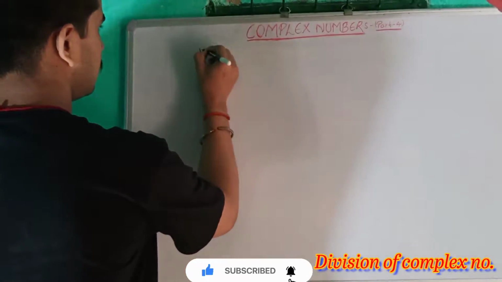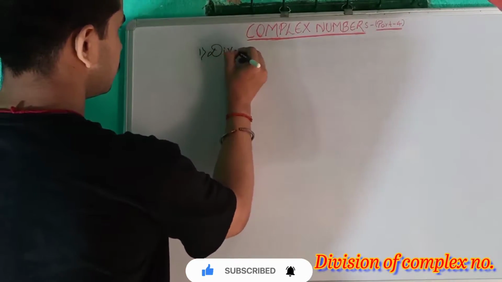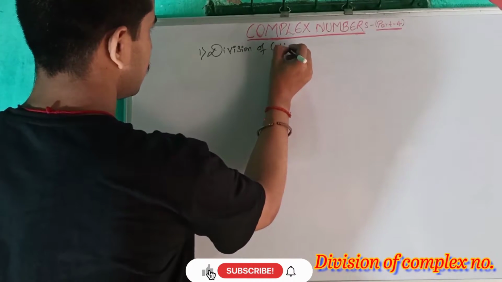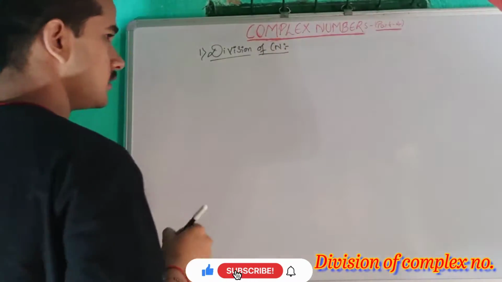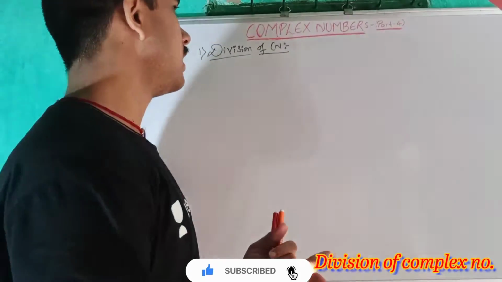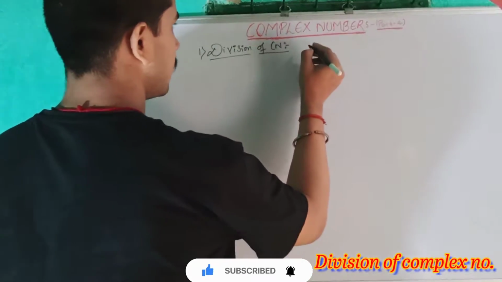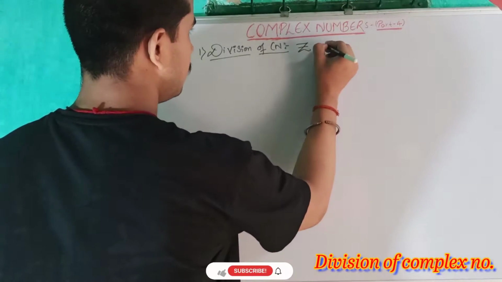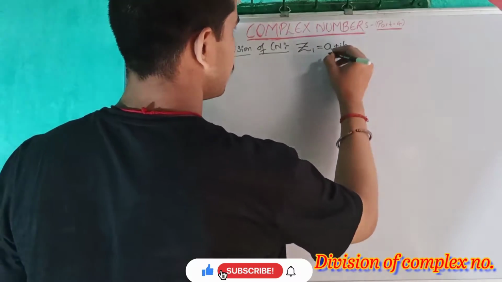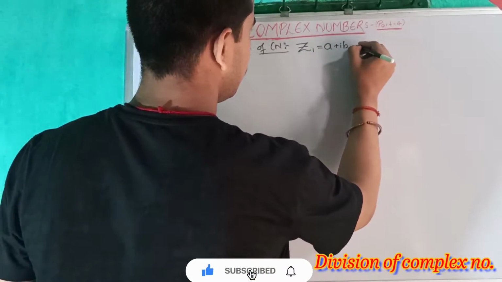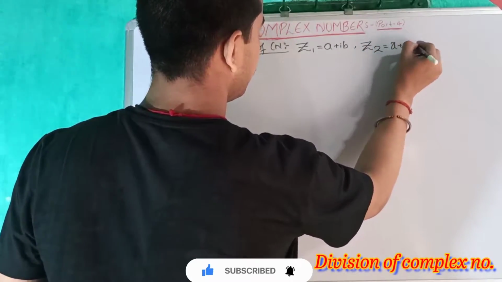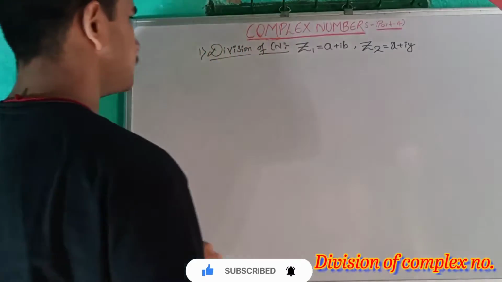The division of complex numbers. For division of complex numbers we need to have two complex numbers. That's quite an obvious thing, that until we have two complex numbers we can't divide them. So let's start with two complex numbers in the example: z1, which will have a plus ib as its real and imaginary parts, and then z2 having x plus iy as its real and imaginary parts respectively.